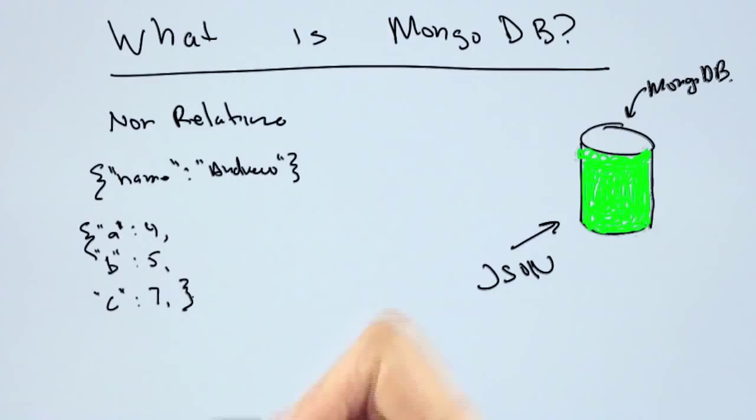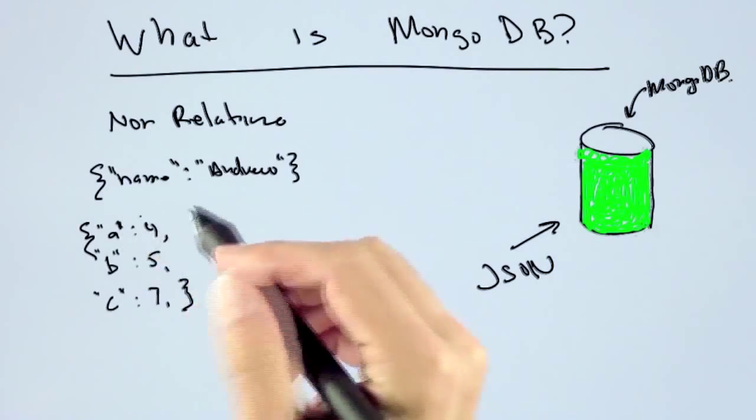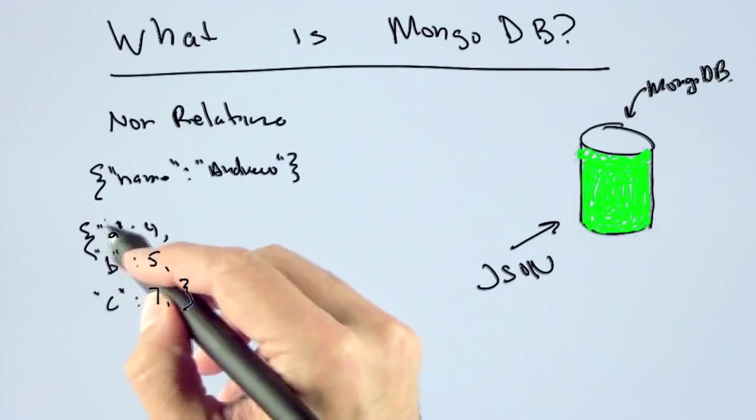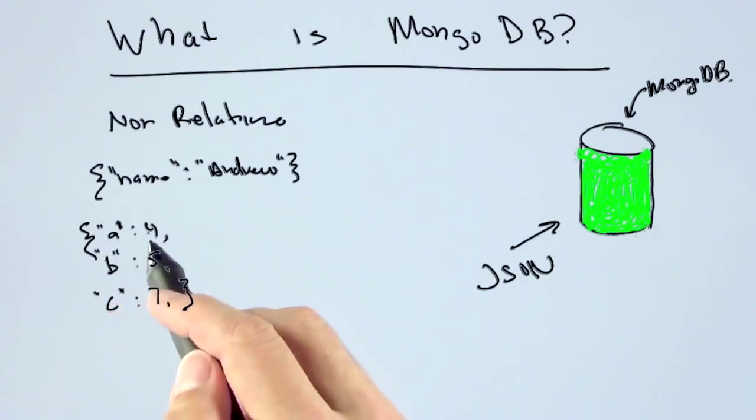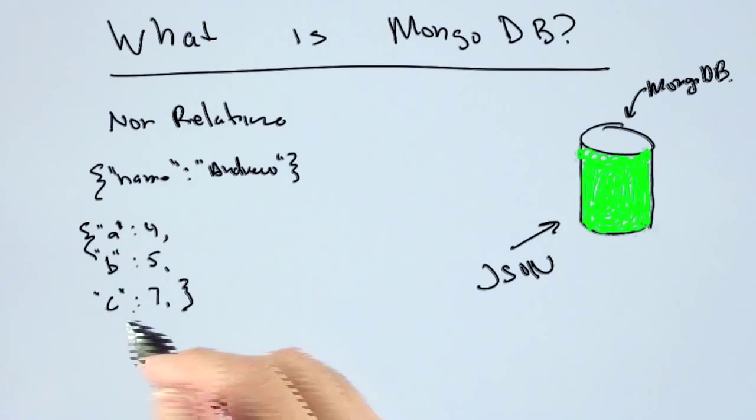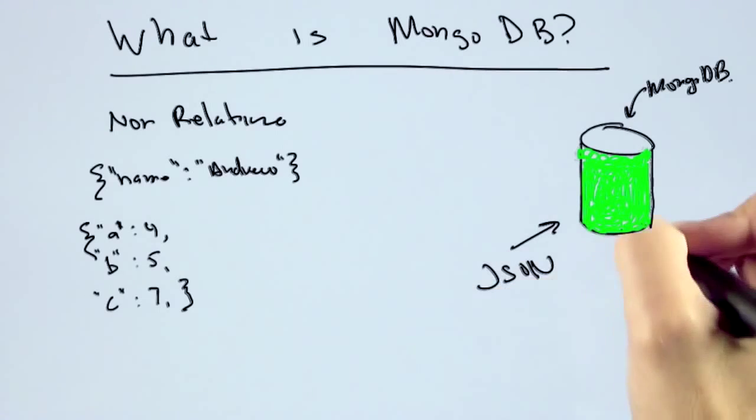This JSON document has three different keys in it, A, B, and C, and those are my attempts at quotes. You see there are colons here, and A has the value 4, B has the value 5, and C has the value 7. And these JSON documents are stored within MongoDB.